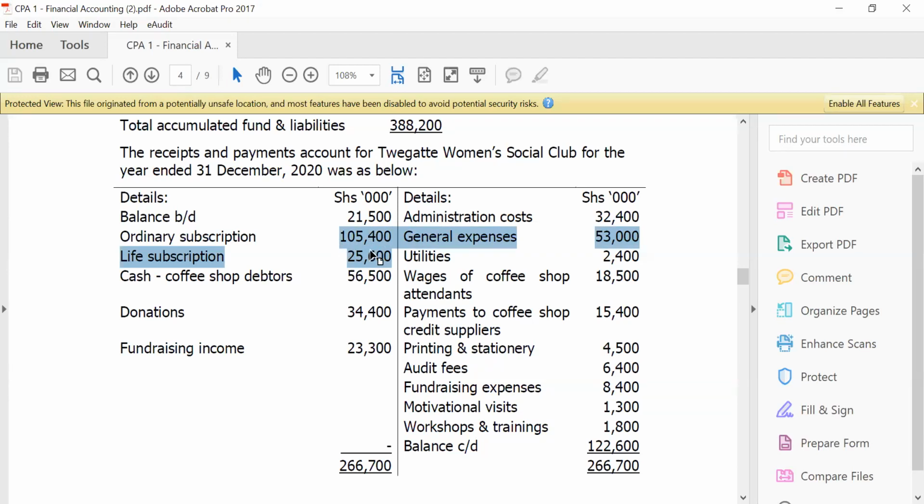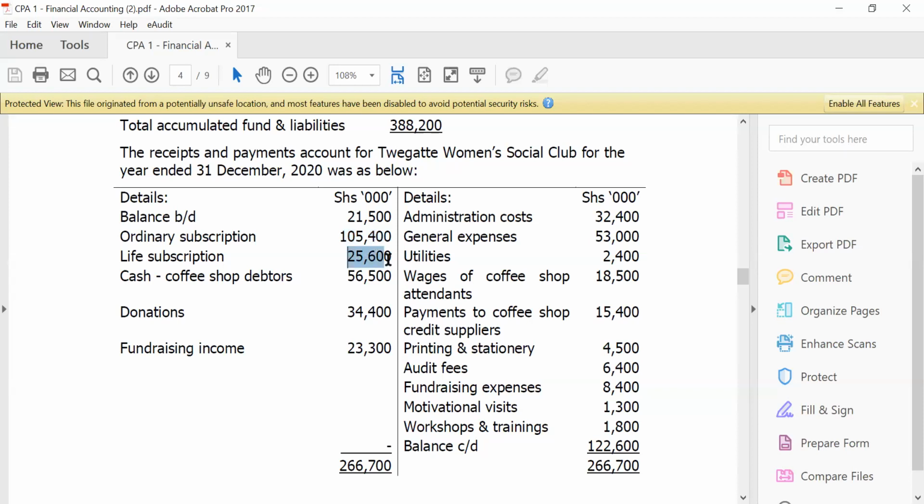Now, I want to still again get your attention on these things. Ordinary subscription basically includes how much has been contributed in terms of ordinary subscriptions for the year, in terms of cash. But this does not mean that this is the ordinary subscriptions income that has to be recognized for the year. Part of what has been received may be relating to balances that were outstanding as of last year, or part of it may be relating to ordinary subscriptions that are received in advance for the next year. But in terms of cash, this is what has been received.